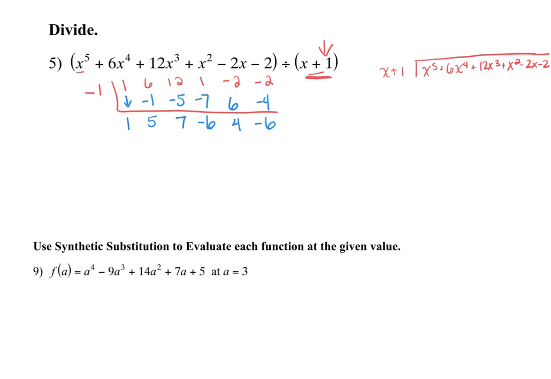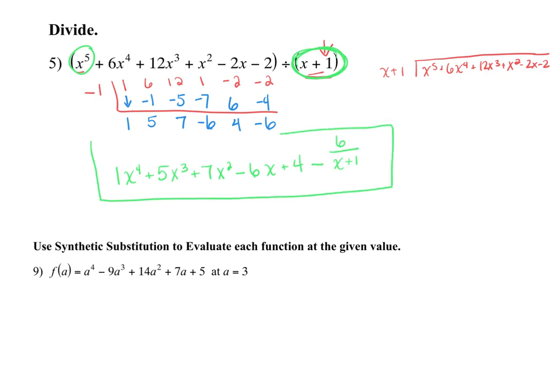To finish it with synthetic, I'm going to put my variables back in. If I start at x to the 5th, my first one is going to be 1 down from there. So I have 1 x to the 4th plus 5 x cubed plus 7 x squared minus 6 x plus 4. And this last guy is my remainder. My remainder, I do 6 over what I was dividing by, which was x plus 1. And that is my answer.